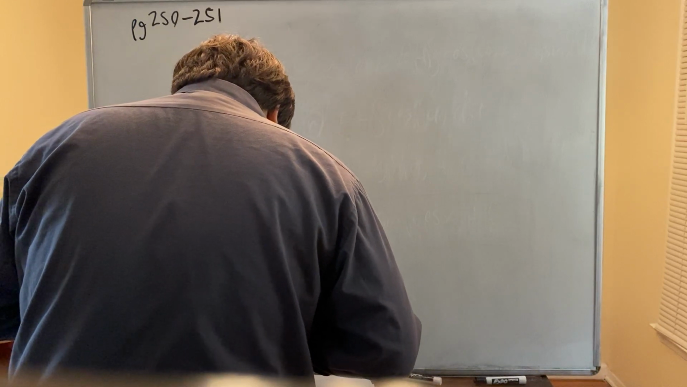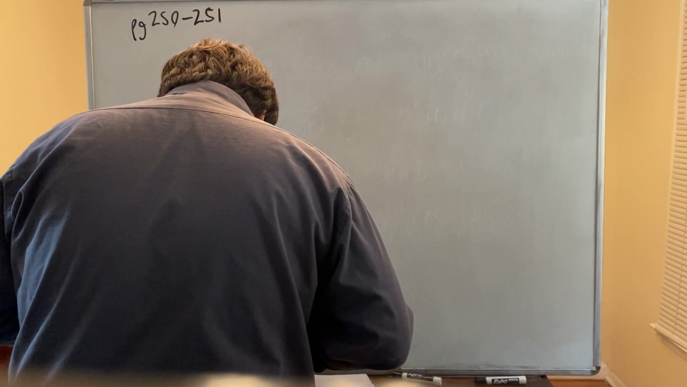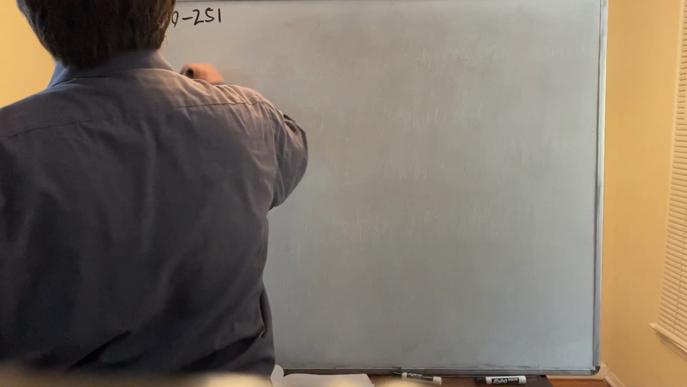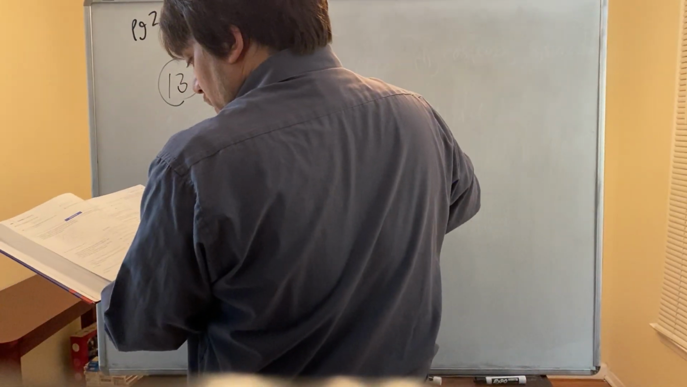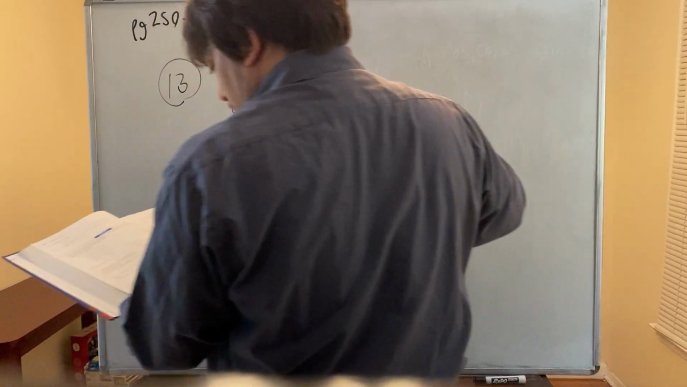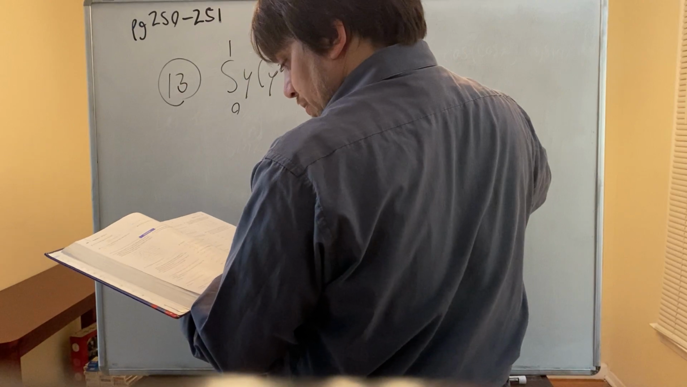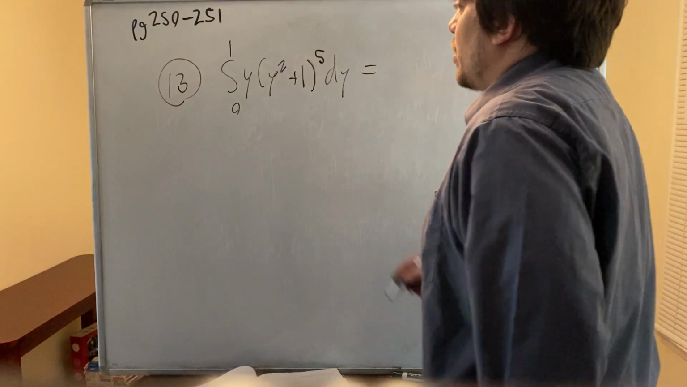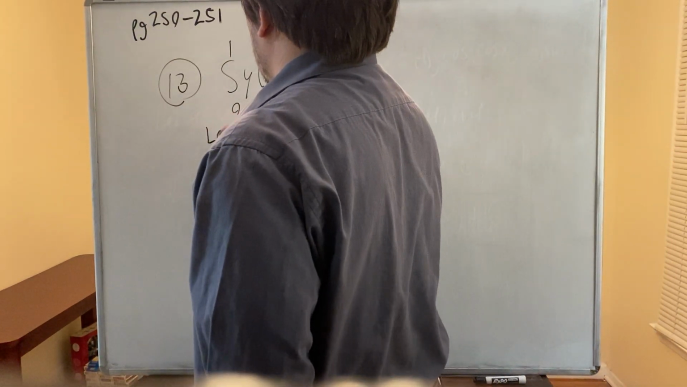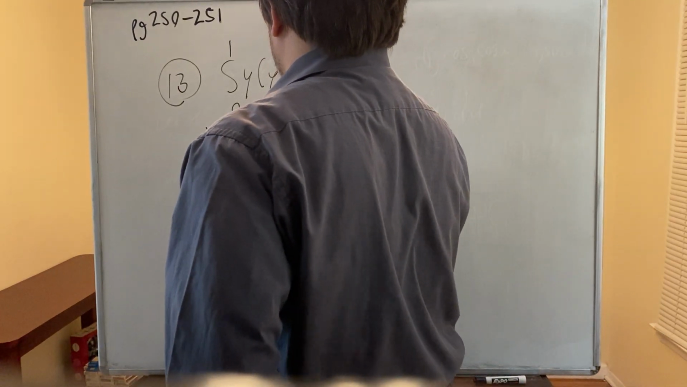Okay, so let's do number 13. Number 13 is a definite integral from 0 to 1 of y times y squared plus 1 to the 5th dy. So this is equal to, let u equal y squared plus 1. du is 2y dy.